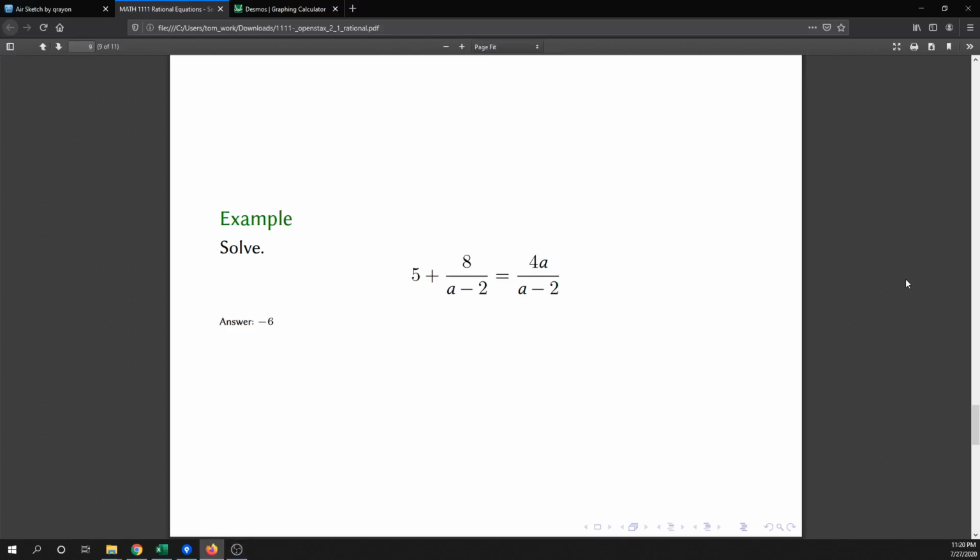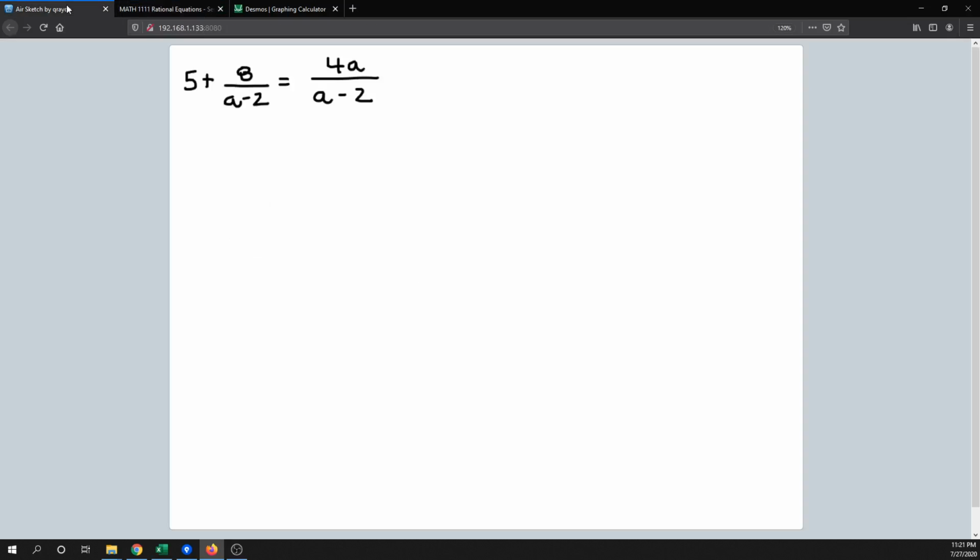In this video, we are going to work through an example of solving an equation with fractions. All right, so here's our equation: 5 plus 8 divided by a minus 2 equals 4a over a minus 2. This equation has fractions in it, and so the very first thing that we need to do is to check the LCD.